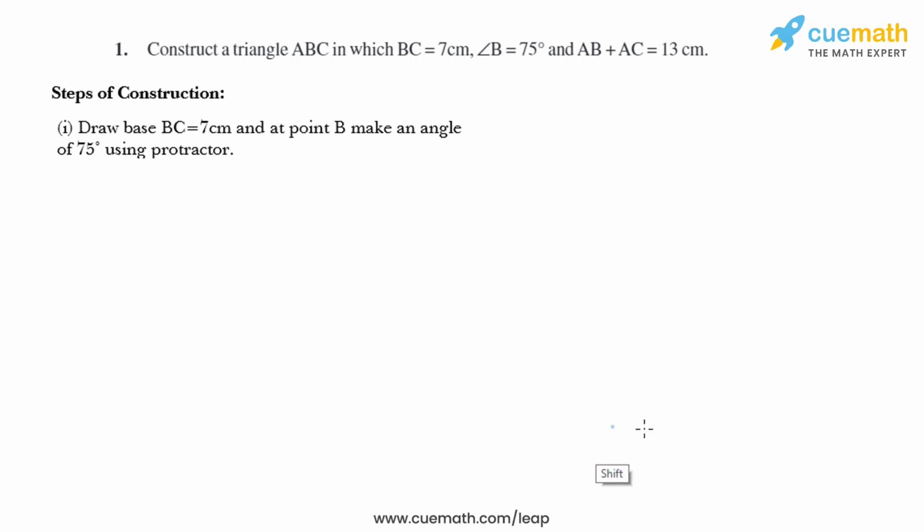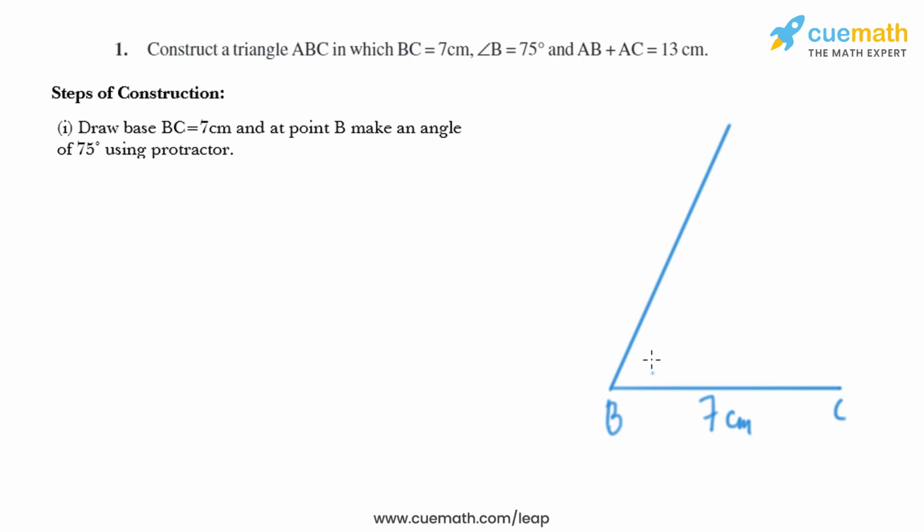So we will draw base BC of 7 cm using a ruler. We can draw BC. So that is B and that is C and that is basically 7 cm. Now with B as center, we'll use a protractor and we'll make an angle of 75 degrees. So that angle is 75 degrees.